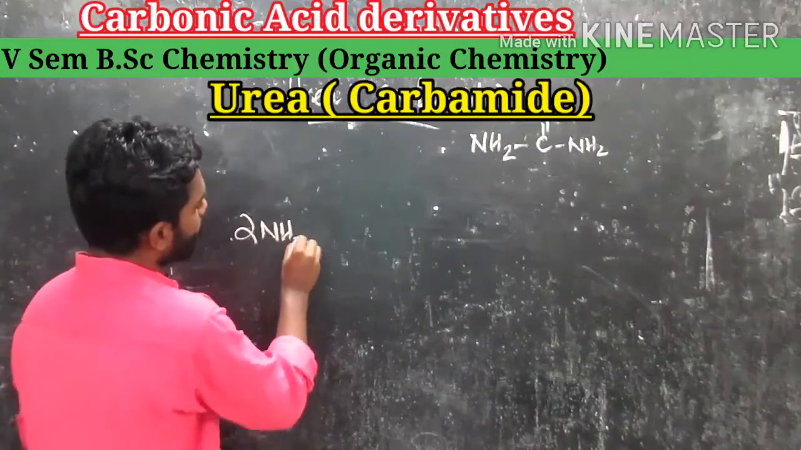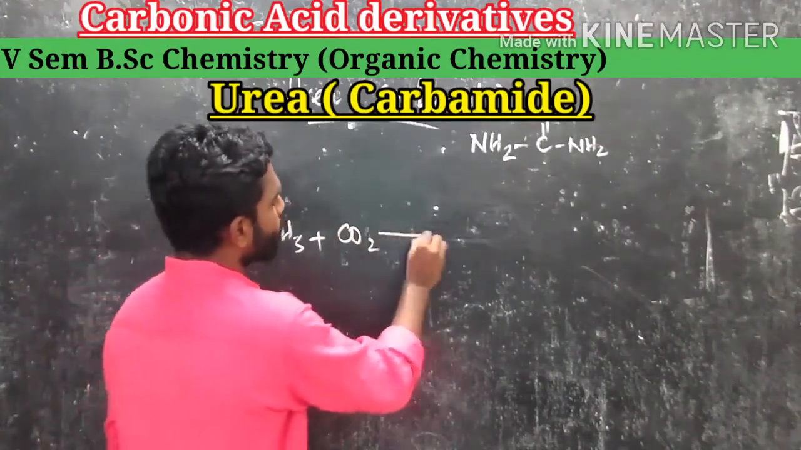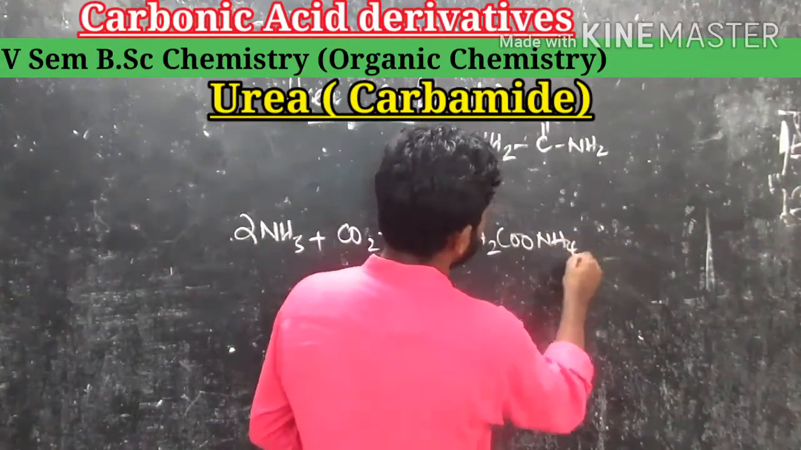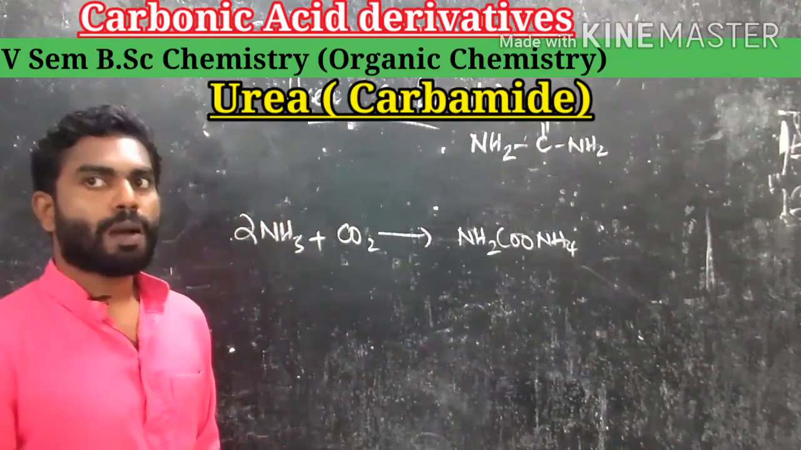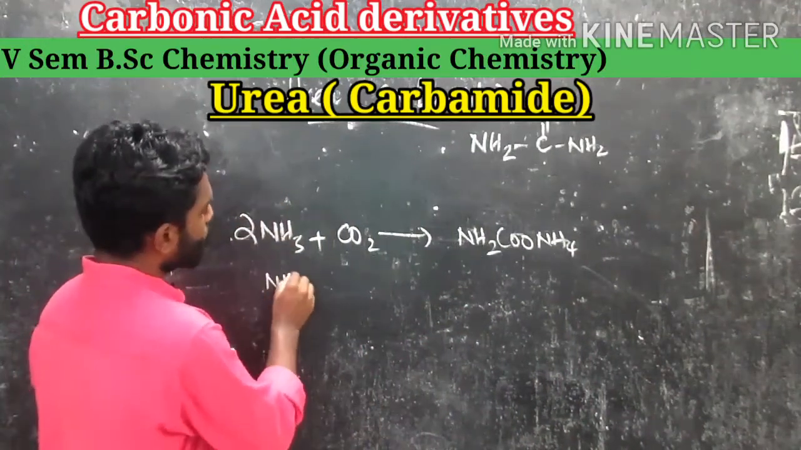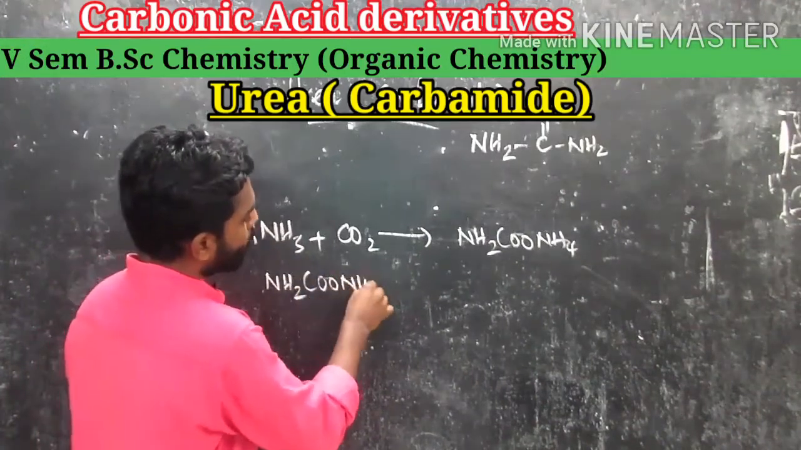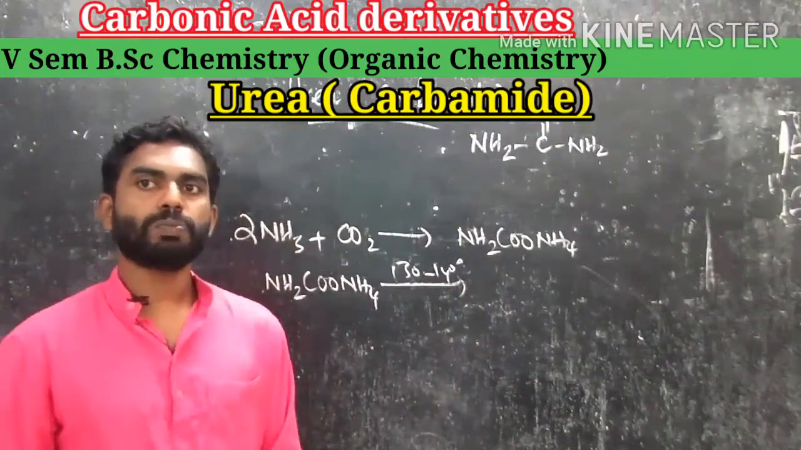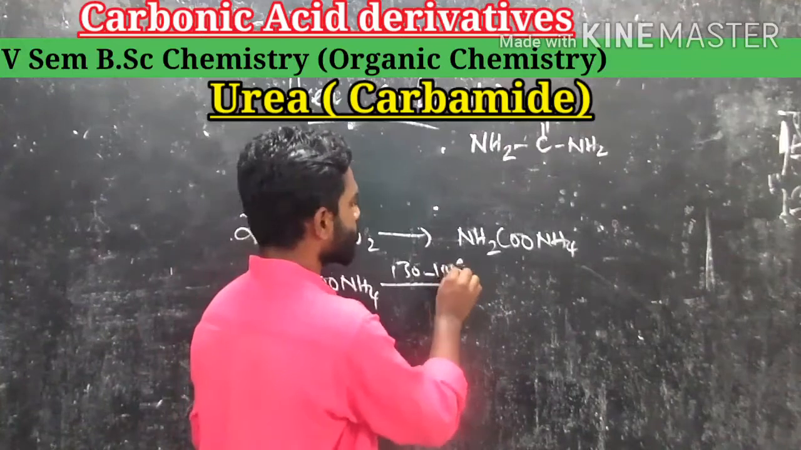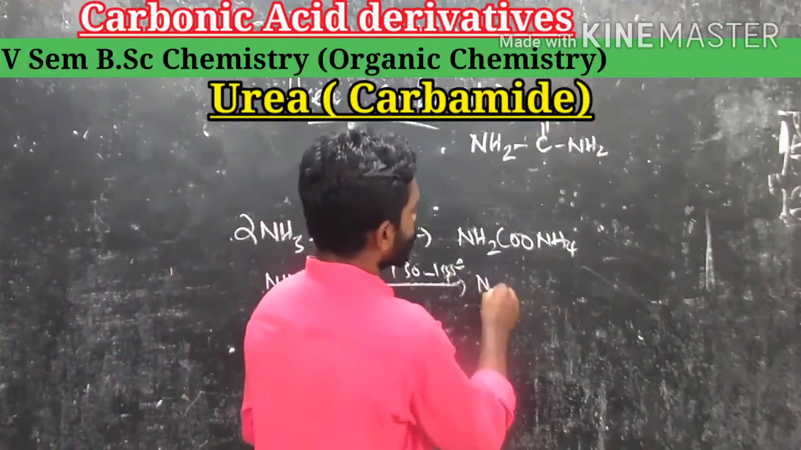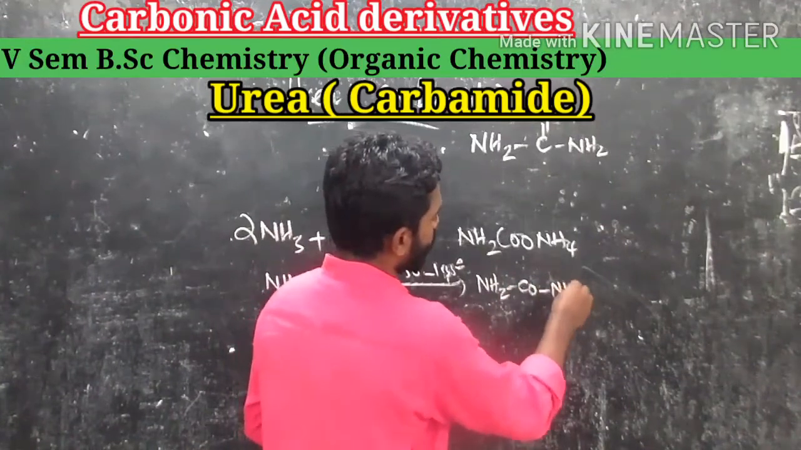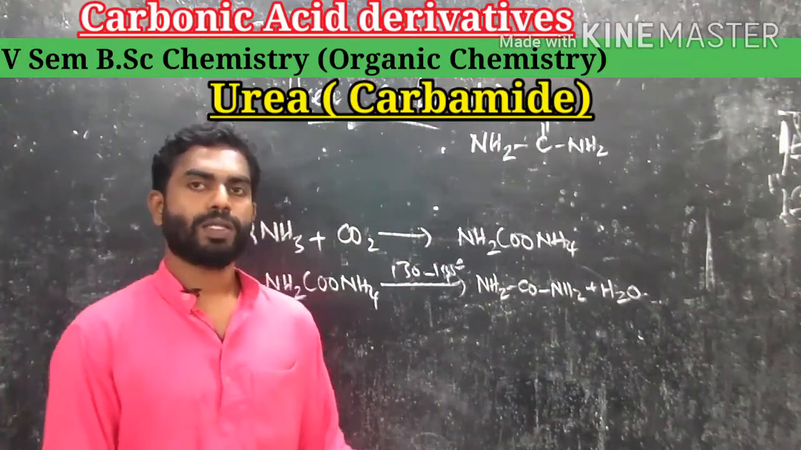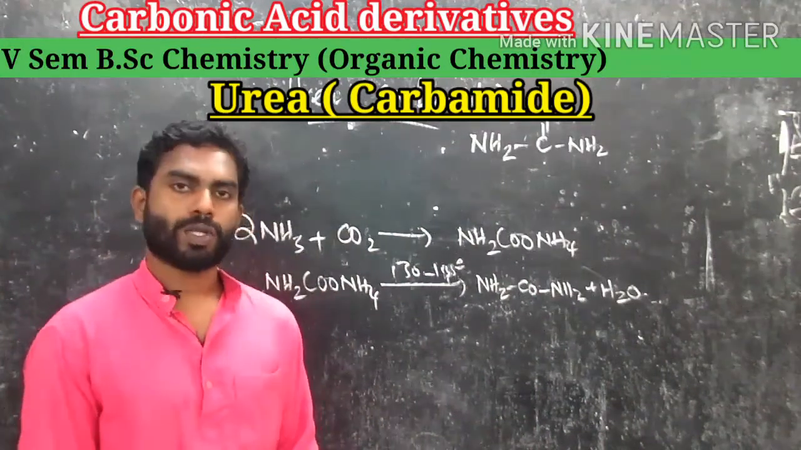2NH3 treated with CO2 gives NH2 COO NH4. This is known as ammonium carbamate. Ammonium carbamate, NH2 COO NH4, is heated at 130 to 135 degrees Celsius. We will get NH2 CO NH2 plus a water molecule, giving urea. This is one of the methods of manufacturing urea.